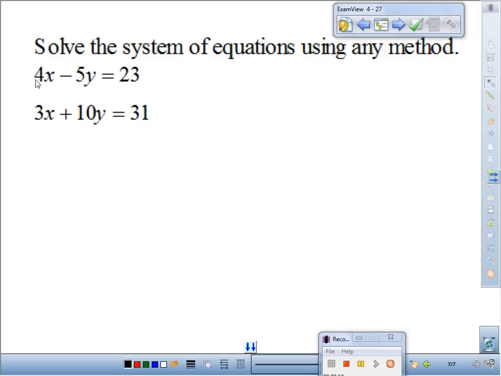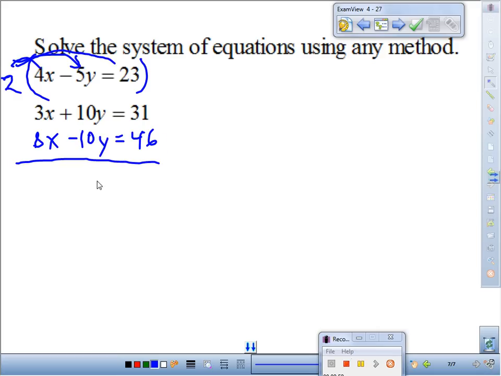However, look at the x's. These don't even match, even if I make one negative, right? This would mean that I have to multiply both of them in order to make them look opposite. So the closest one will be this one. What do I need to multiply this one by to make it a negative 10? Times 2. So we multiply this one times 2. It's already negative 5, to be a negative 10. So this becomes 8x, this becomes negative 10y, and this becomes 46.